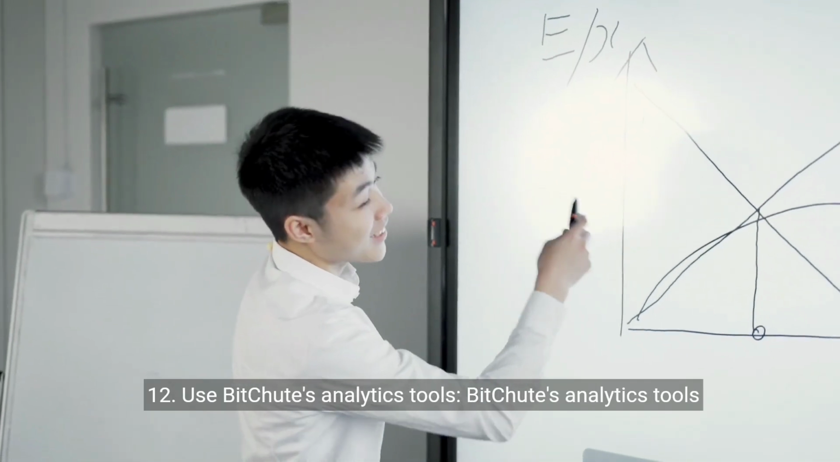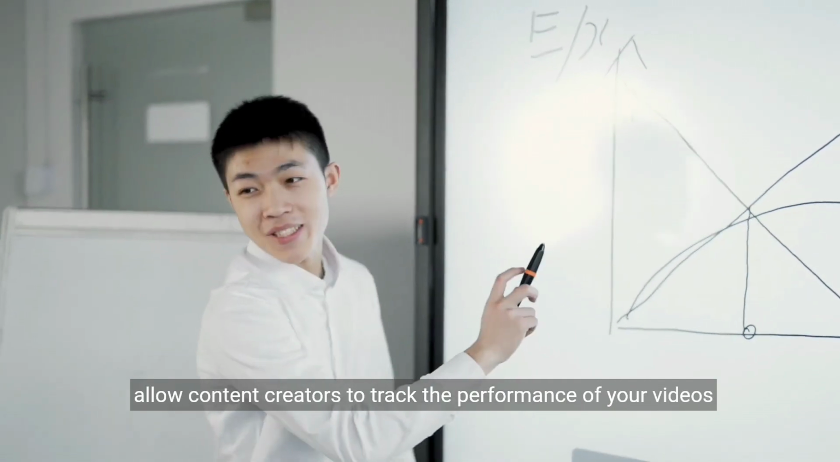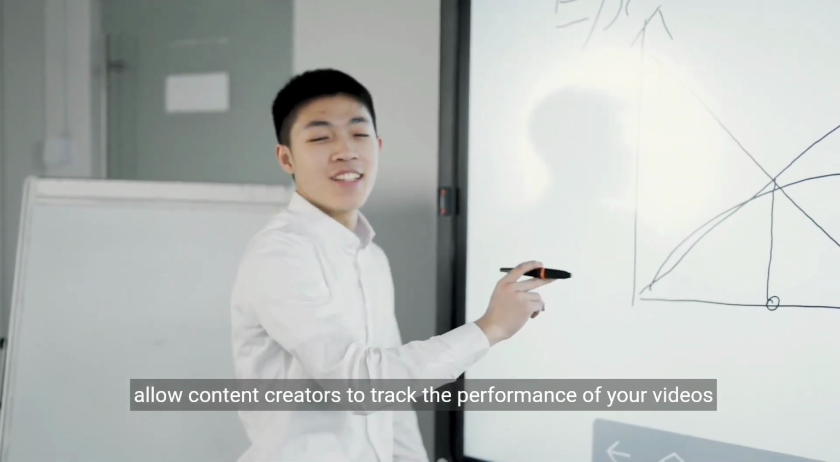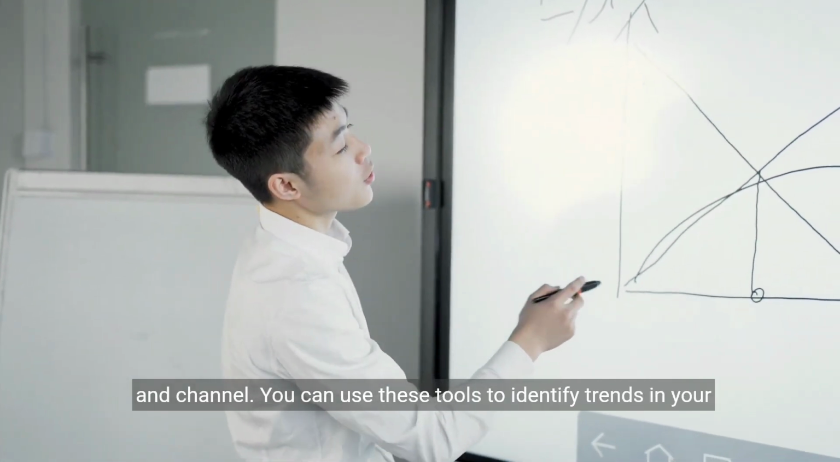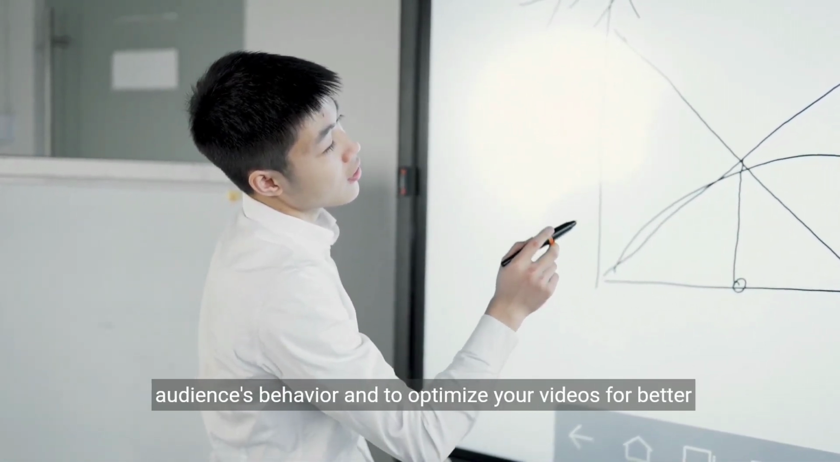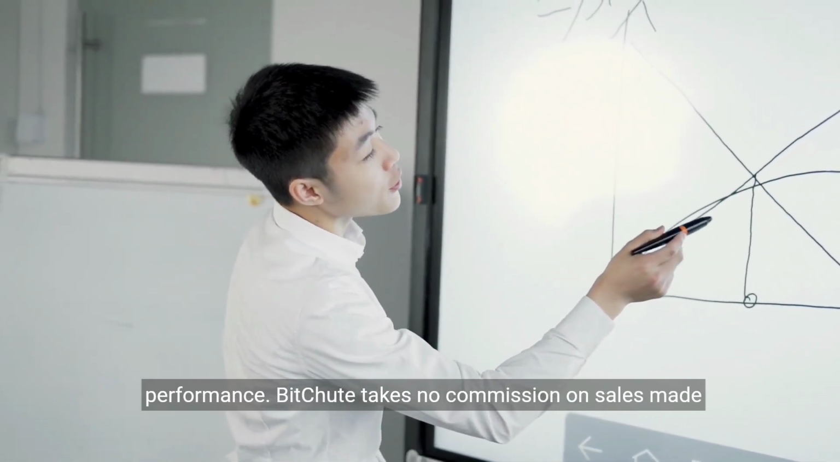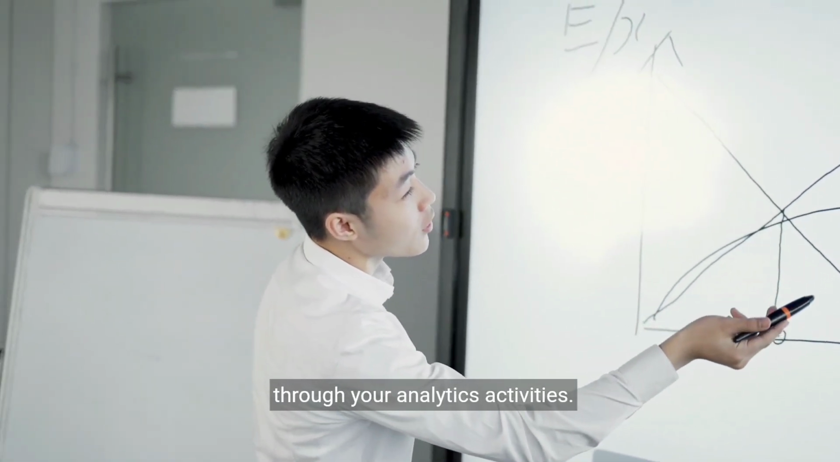12. Use BitChute's analytics tools. BitChute's analytics tools allow content creators to track the performance of your videos and channel. You can use these tools to identify trends in your audience's behavior and to optimize your videos for better performance. BitChute takes no commission on sales made through your analytics activities.